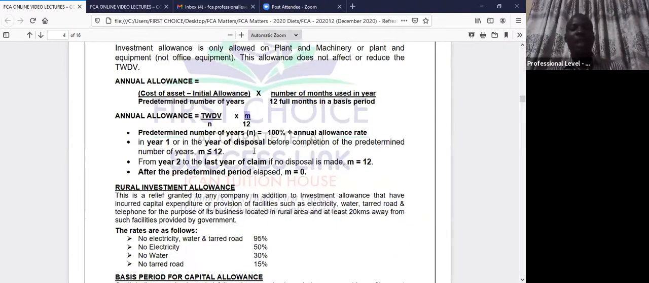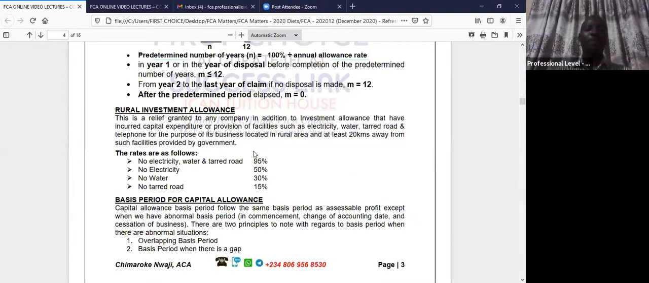Now, we go to another type of allowance called the Rural Investment Allowance. This is a relief granted to any company, in addition to the investment allowance, because they provide such facilities as electricity, water, tarred road, and telephone for the purpose of business, and they are located in rural areas far away from these facilities. Let's say, for example, Dangote decides to site one of his factories in a very rural area because of the availability of some natural resources that will aid his business. And there is no electricity there, and there is no tarred road.